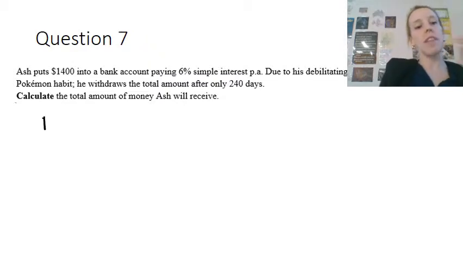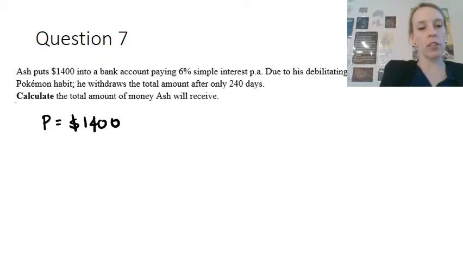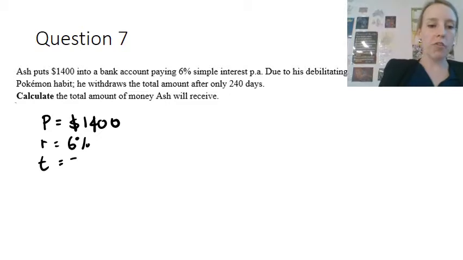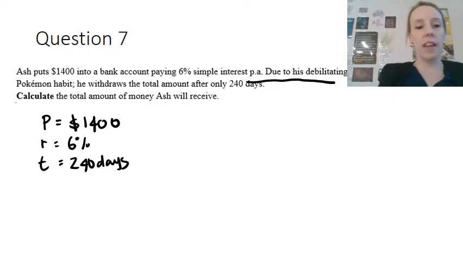We're trying to find the interest. We know the principal amount. So the principal amount was that $1,400 he invested. We know the rate. So the rate is 6%. And we know the time frame. So the time frame there is 240 days. But because it's simple interest and it's per year, we have to turn that 240 days into years.